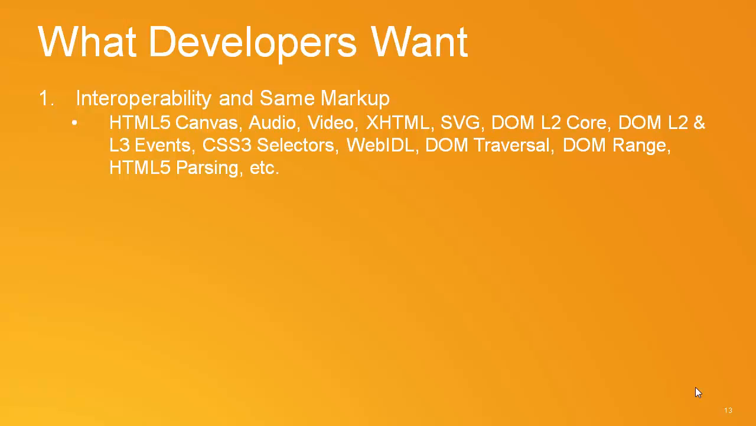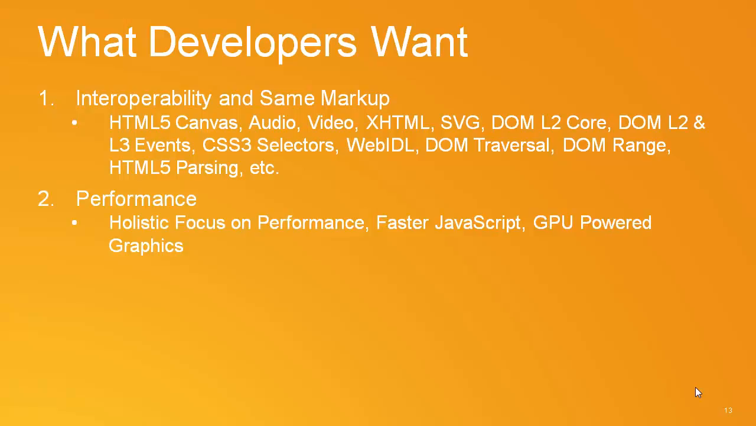That means having access to HTML5 canvas, audio, video, XHTML, SVG, which nowadays has become more important, especially for games, the DOM core and events and CSS tree selectors, and we have some DOM traversal, especially improvements in those things. We have some DOM range in terms of selecting. We have HTML5 parsing. All of these things are what the people wanted. Why? Because HTML5 is becoming more and more a pervasive technology for future experiences and for cross-platform availability, and that's important to point out.